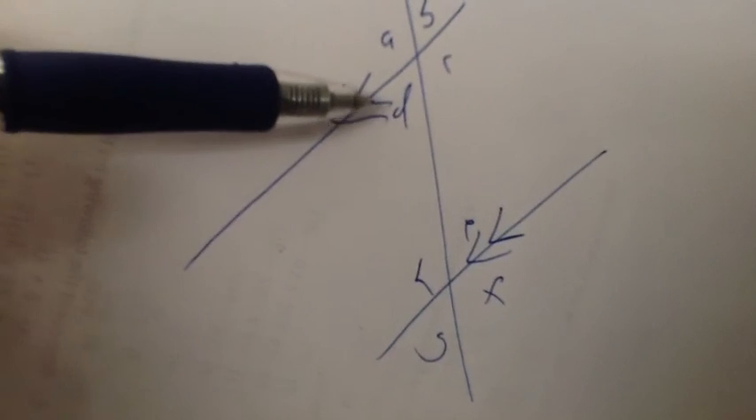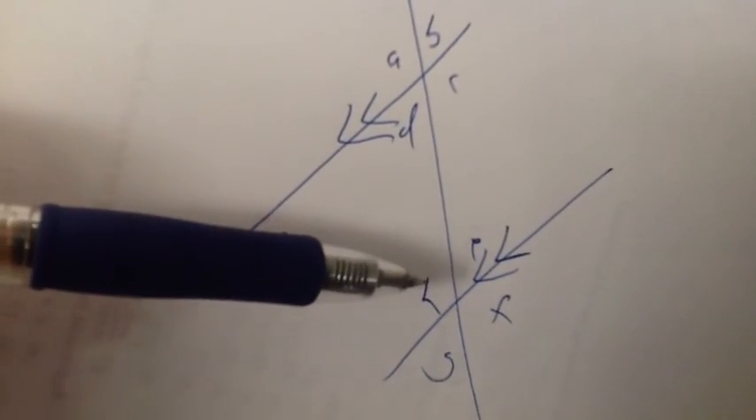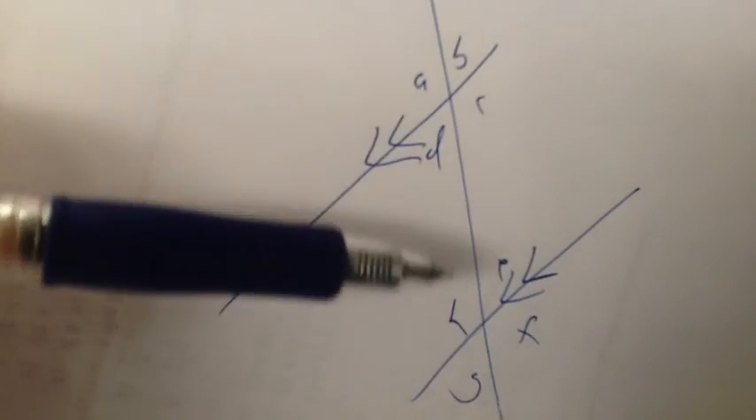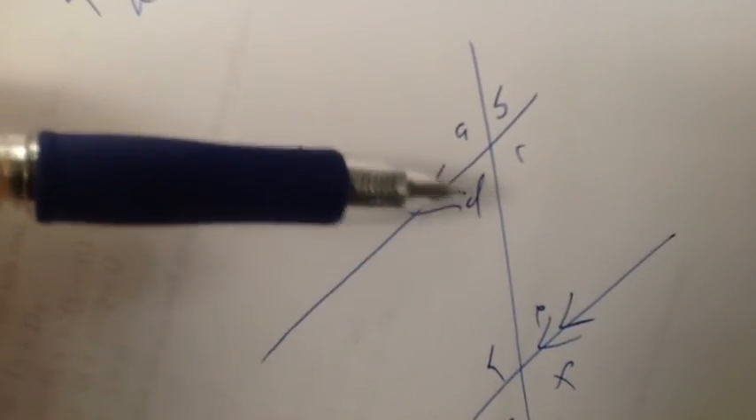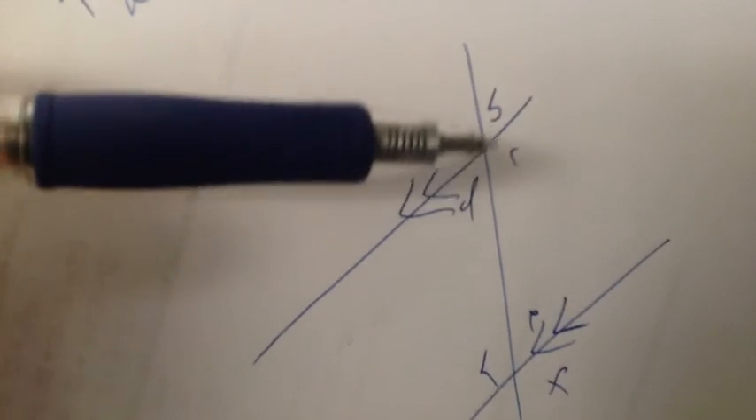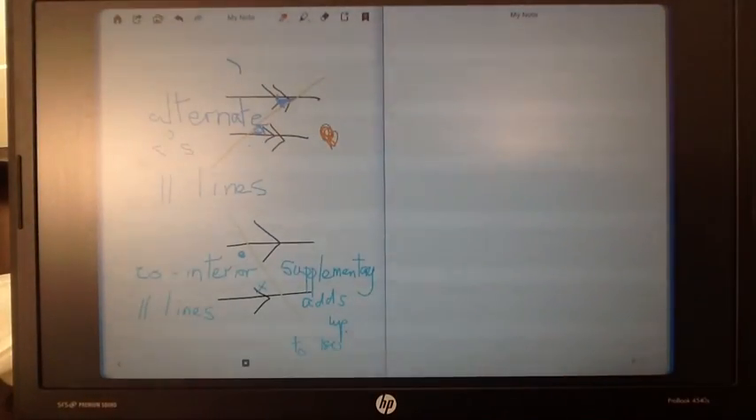Where's my other diagram? Here it is. So co-interior angles, let's see, yes, here we go. Okay, co-interior angles D and H. Anyway, that plus that is 180, co-interior, and C and E also add up to 180, co-interior. Okay, great.